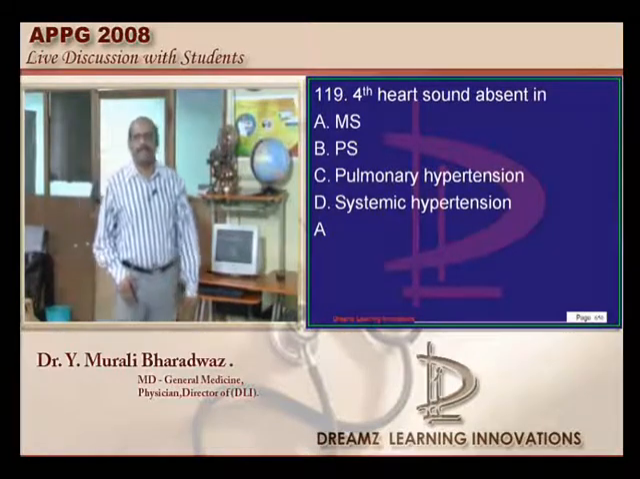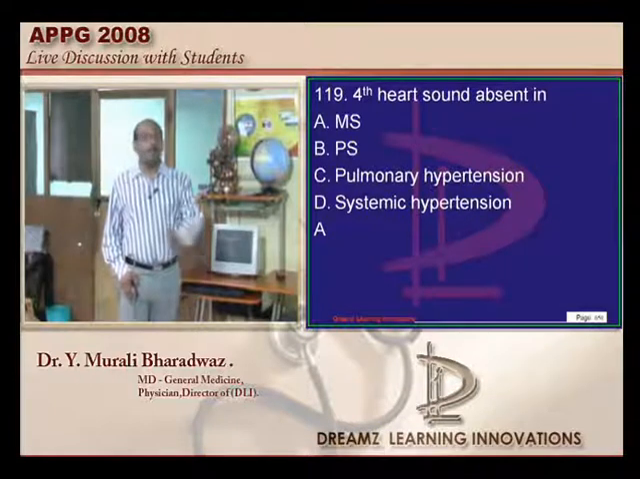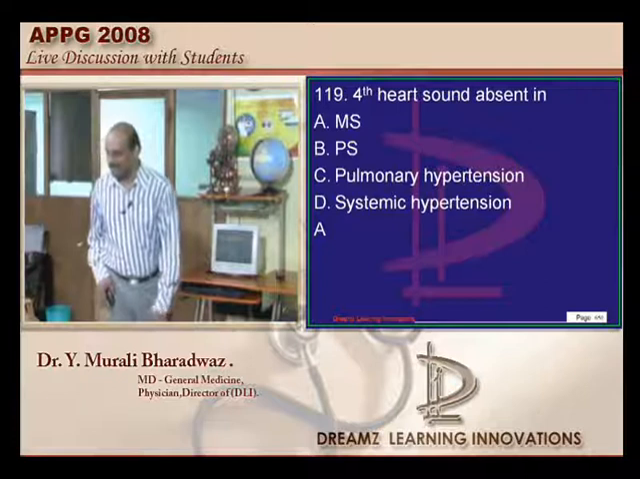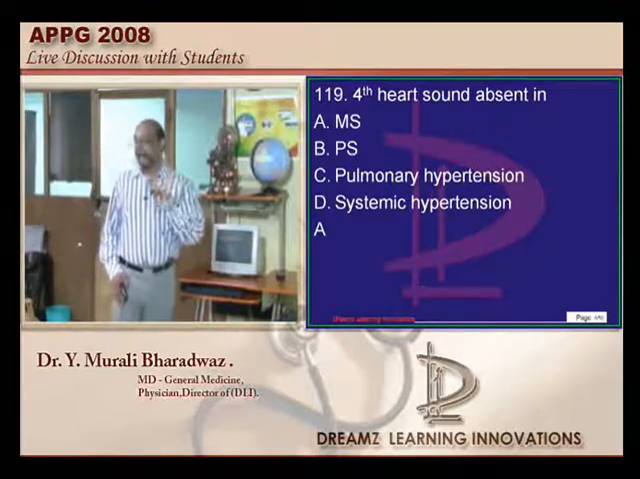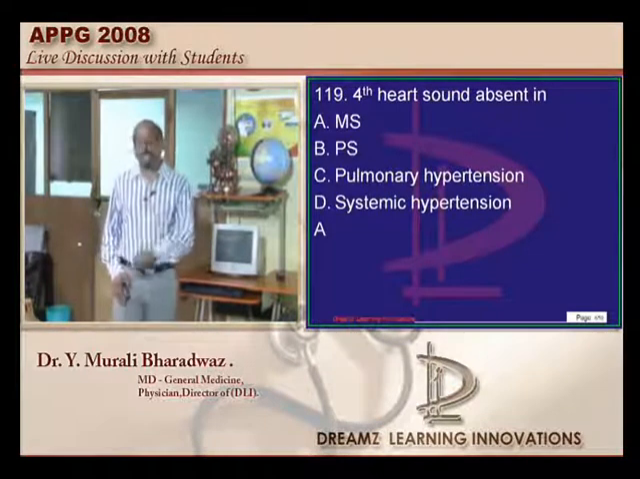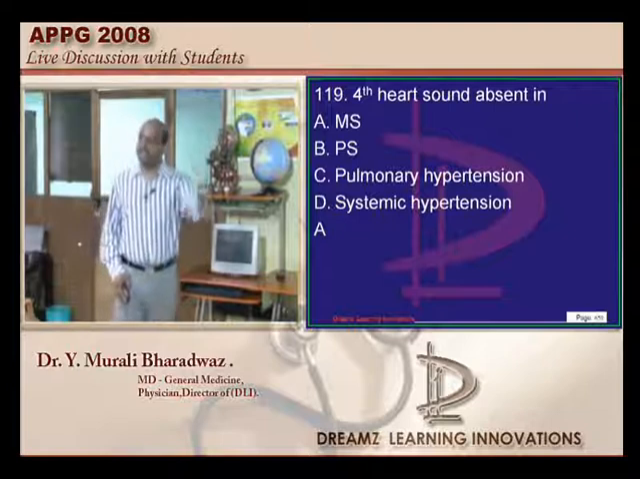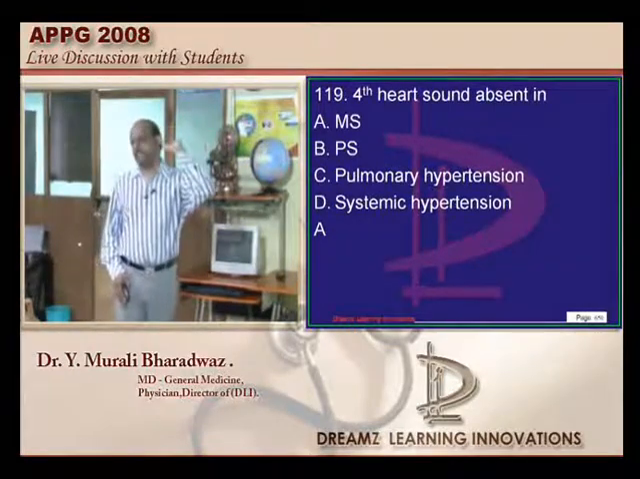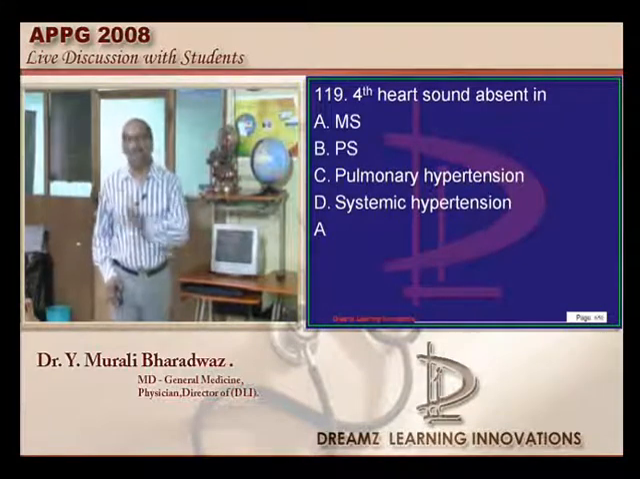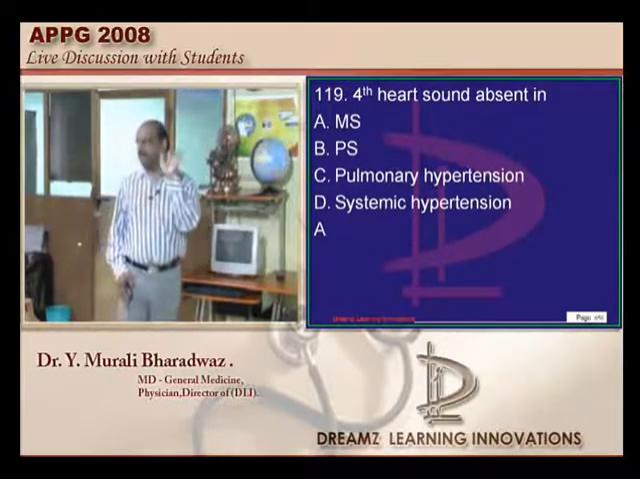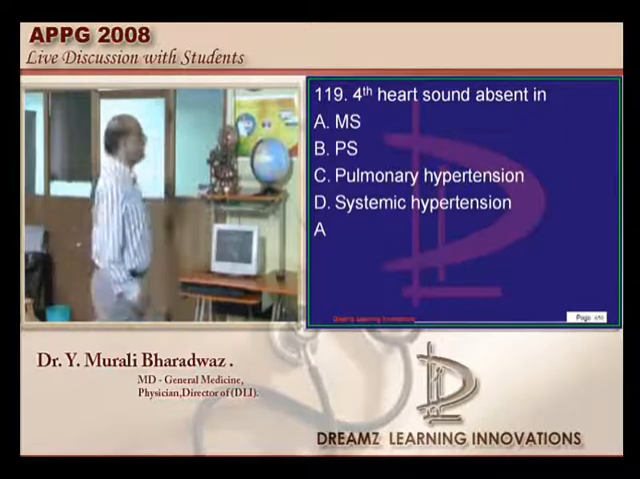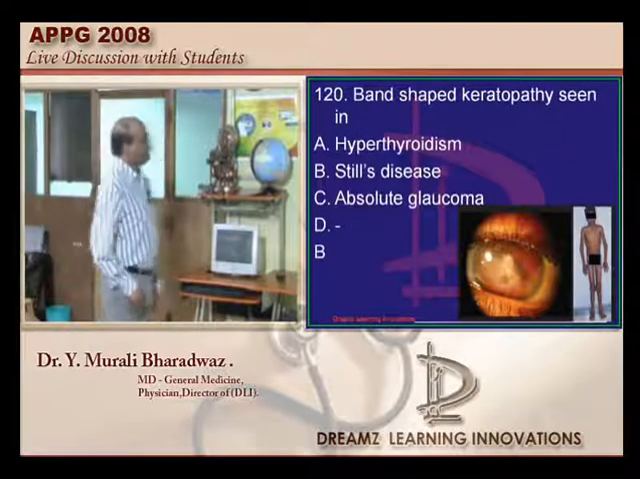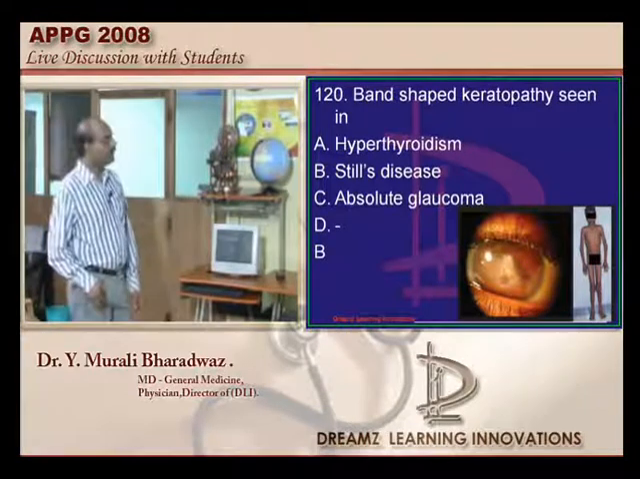Another common dictum in radiology is, you never find left ventricular enlargement in the case of pure MS. If there is left ventricular enlargement in a case of MS, always think of coexistent MR or coexistent AR or any coexistent aortic valve pathology. Unless it is there, pure MS should never cause the left ventricle to become enlarged, which is always a very important rule. We find band-shaped keratopathy in Still's disease.